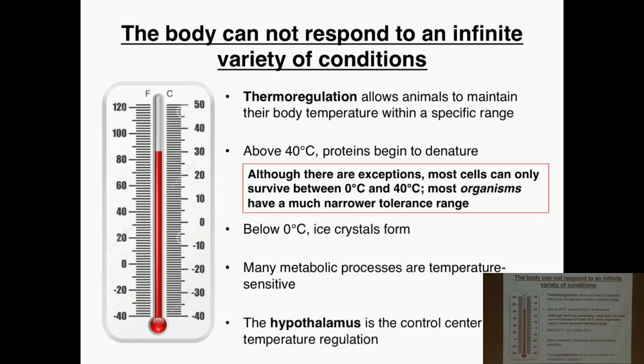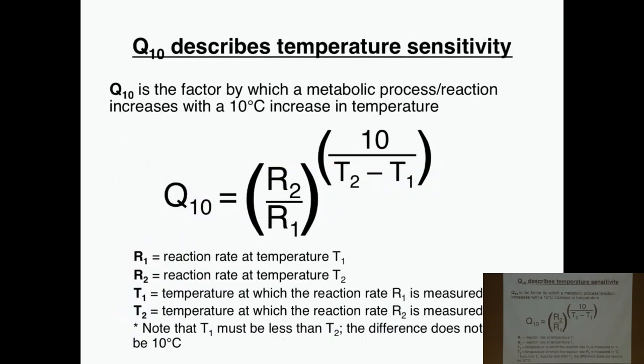At least in mammals, the part of the body that's responsible for temperature regulation is the hypothalamus. So that's going to be the control center. We'll get back to the hypothalamus in class a little bit later. What we're going to focus on right now is this idea that metabolic processes are temperature sensitive. In particular, we're going to talk about a metric known as Q10, which defines the temperature sensitivity for a particular biological process. So Q10 is the factor by which a metabolic process or a chemical reaction increases with a 10 degrees Celsius increase in temperature.